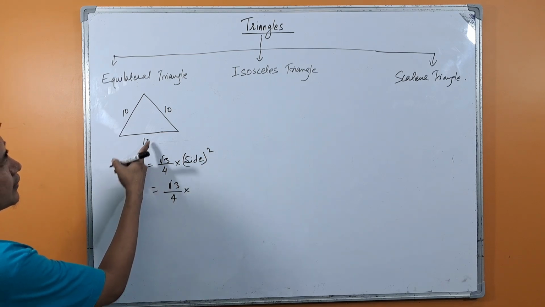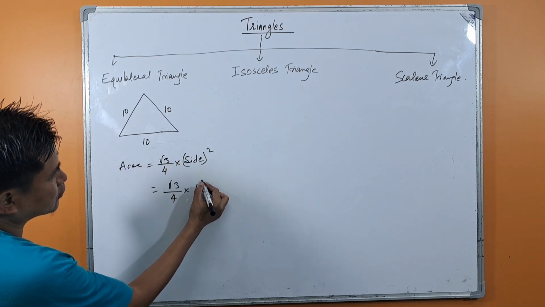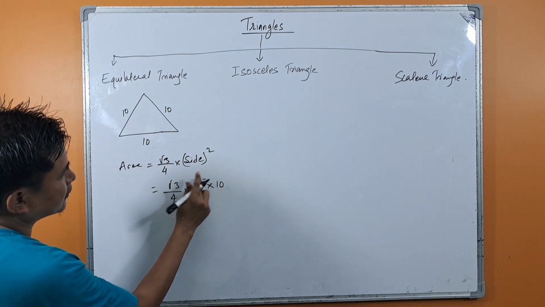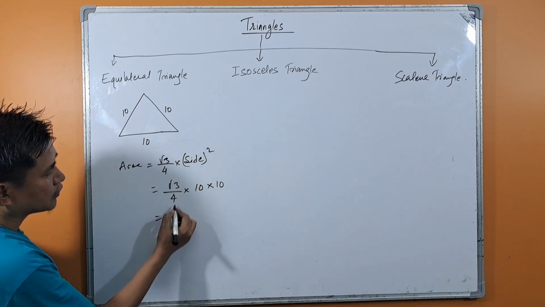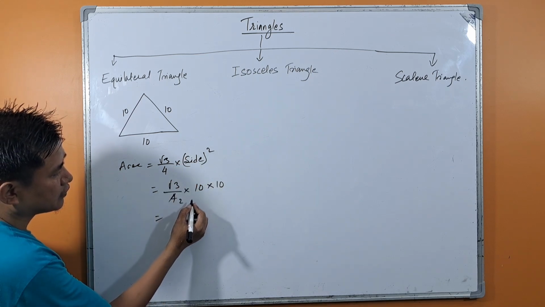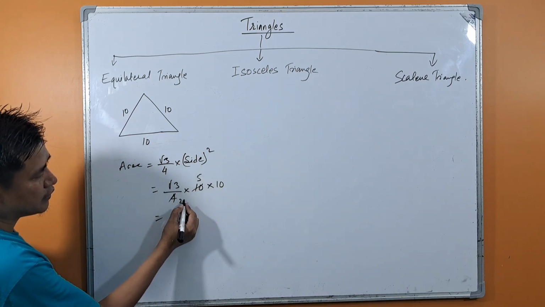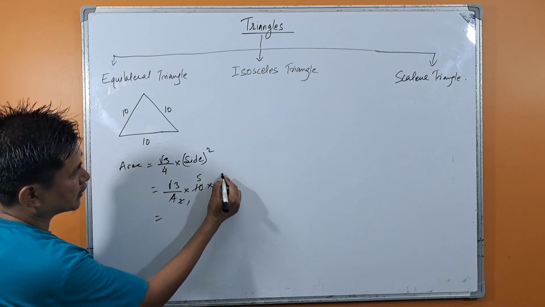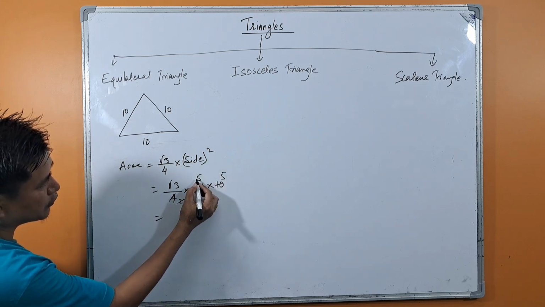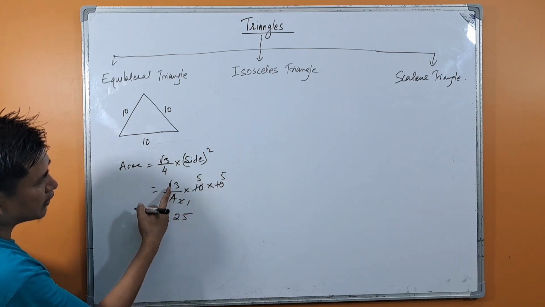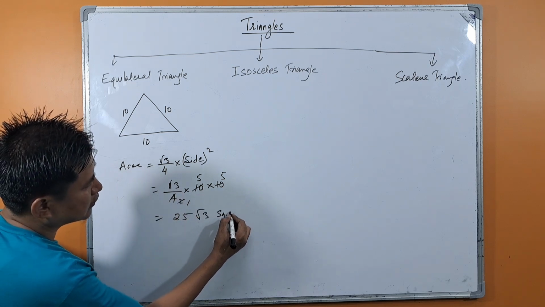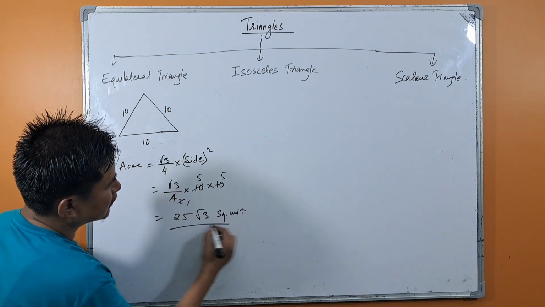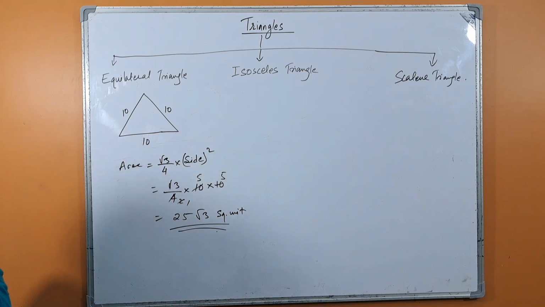So root 3 by 4 into what is side? Side is 10. 10 squared means 10 into 10. So 2 2s are 4, 2 5s are 10. 2 1s are 2, 2 5s are 10. This will give us 5 into 5 is 25, and this root 3 we write here. 25 root 3 square unit. So this is the area of the equilateral triangle whose side is 10 unit long.